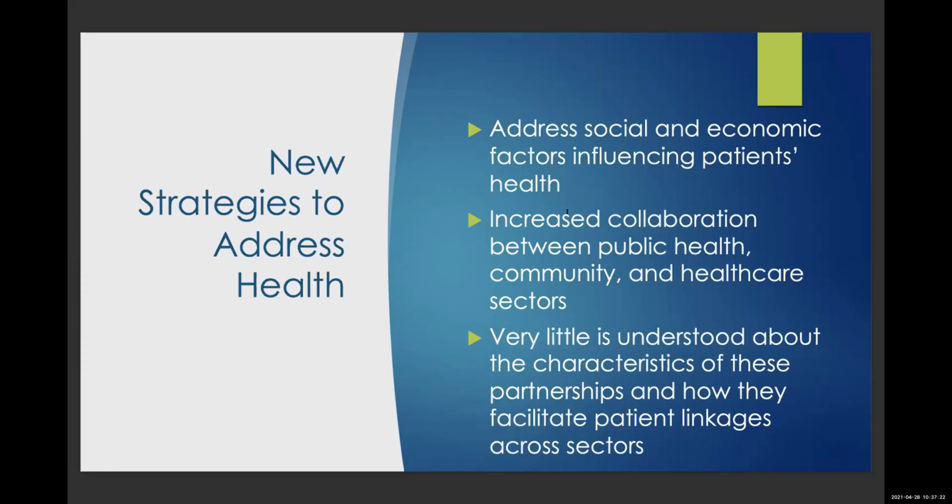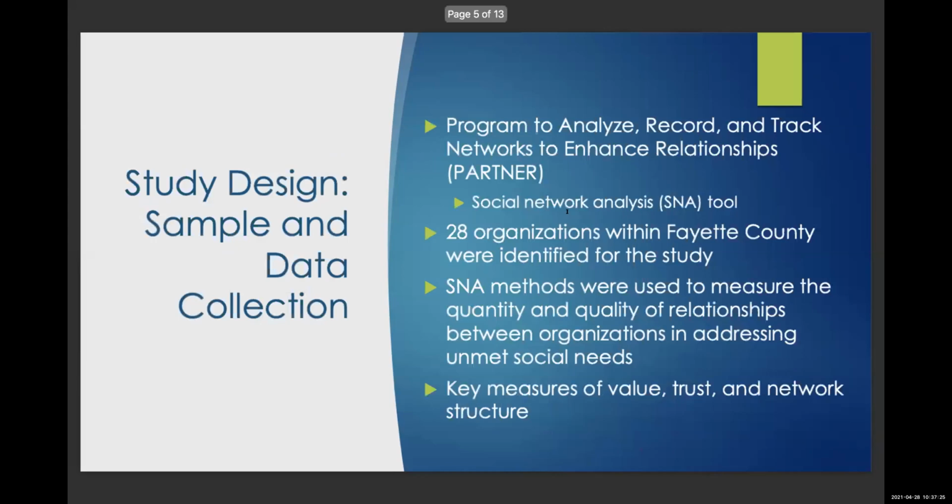So the Program to Analyze, Record, and Track Networks to Enhance Relationships partner survey was used for the study, and this is a social network analysis tool. Respondents were identified by a large hospital system where they selected organizations they commonly partner with when patients present with unmet social needs. And through this, 28 organizations in Fayette County were identified for the study. Social network analysis methods were used to measure the quantity and quality of relationships between organizations in addressing unmet social needs. And some key measures of the study included value, trust, and network structure.